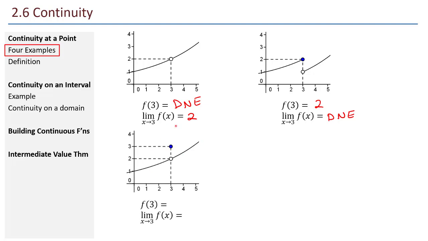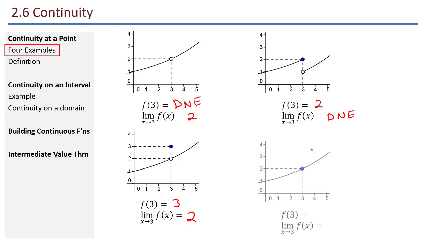Here's another example where the graph has a little hole, but then the function value is up above, so f of 3 actually equals 3, and as x approaches 3, those values look like they are approaching 2. But for all of these examples so far, these examples are not continuous at x equals 3. Something weird is going on.